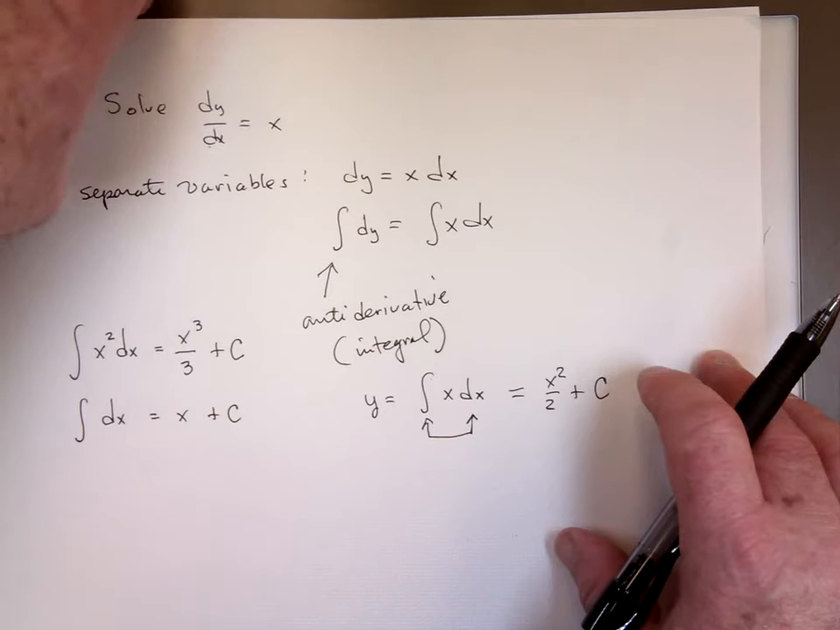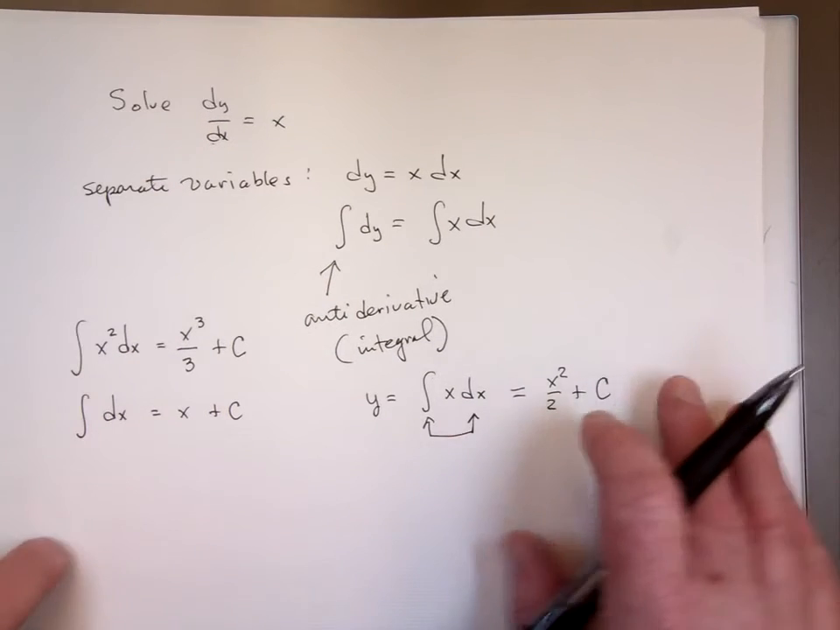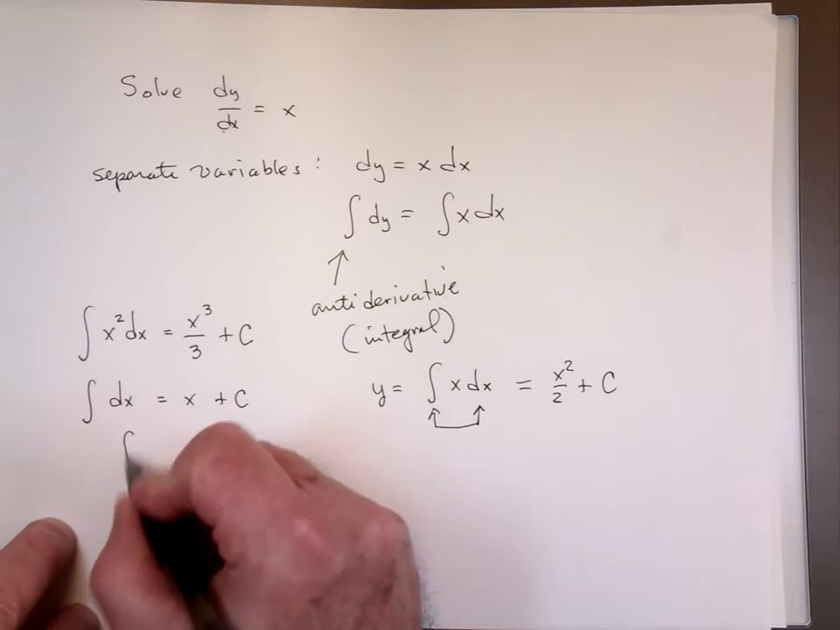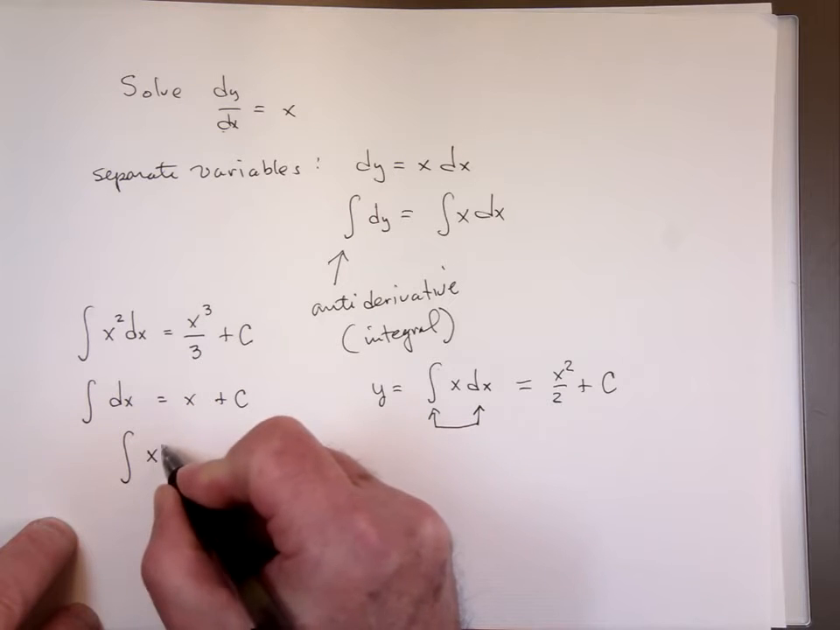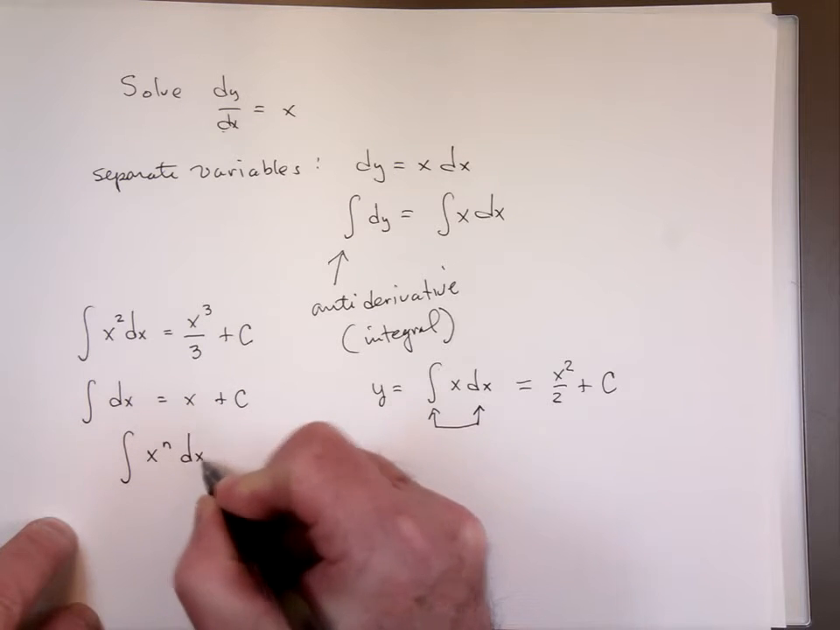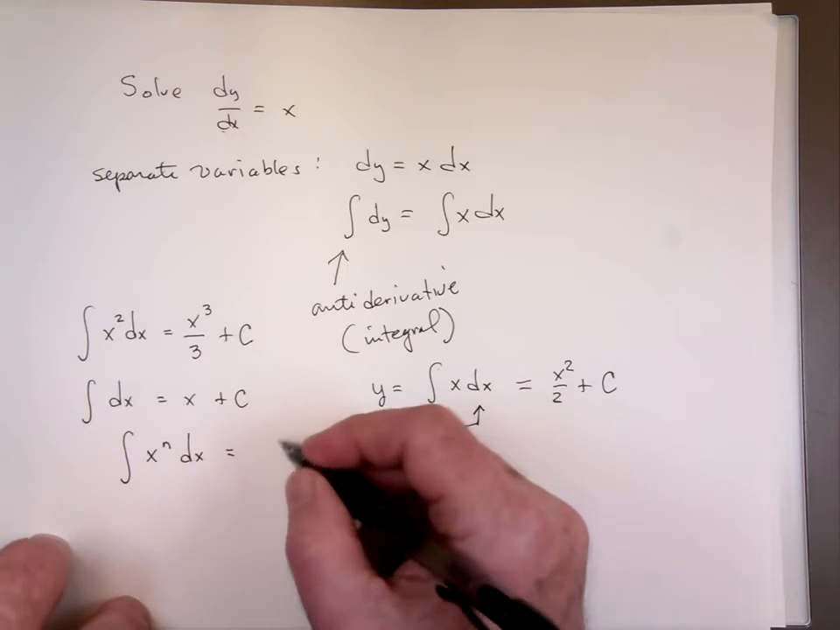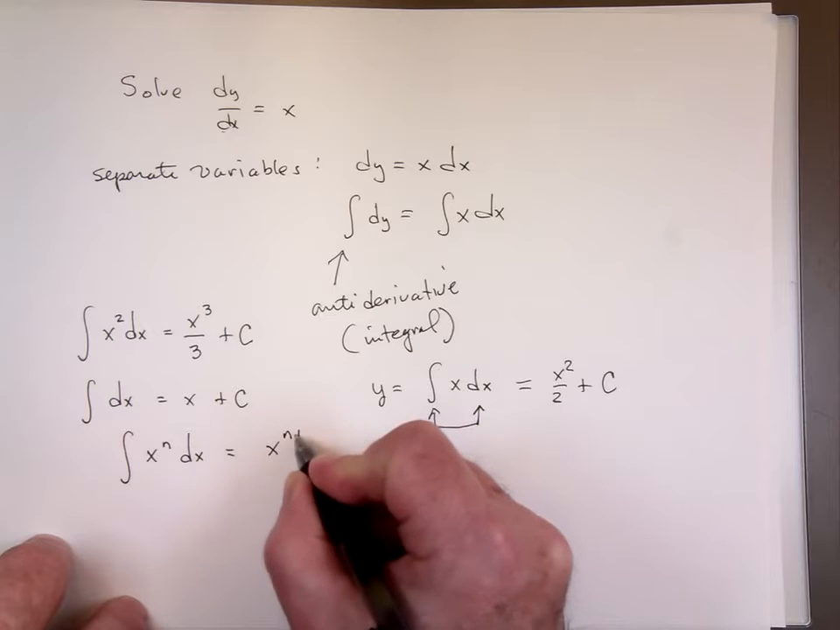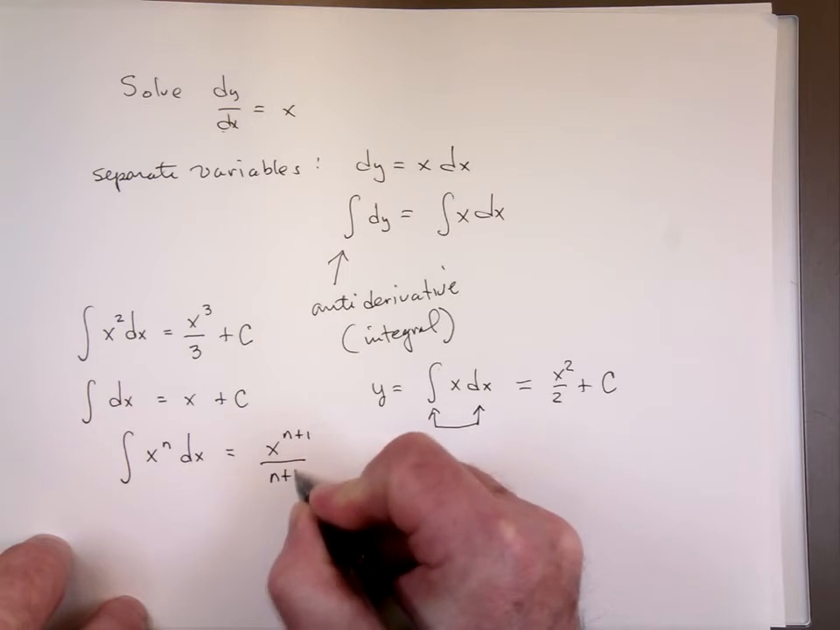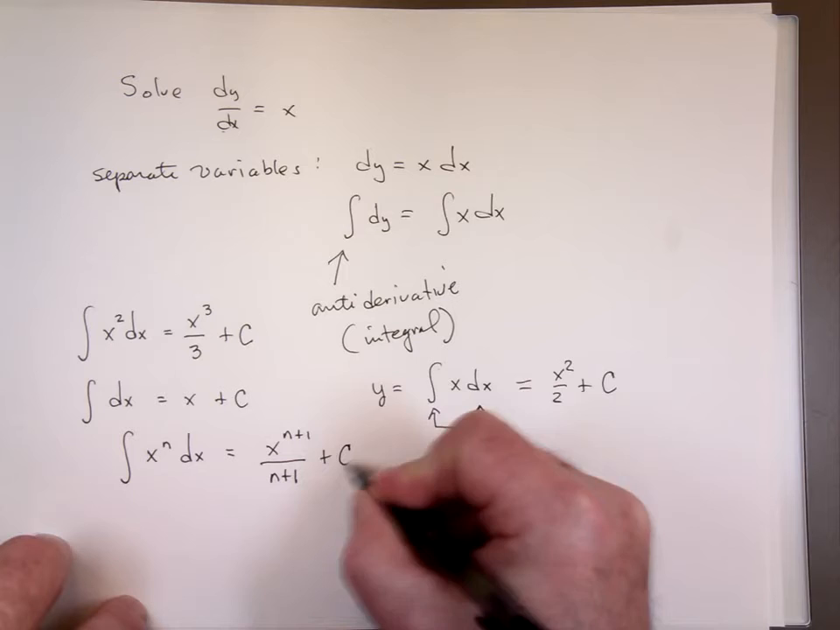All right. Let's generalize what I've been doing. Let's do x to the n. N is some constant. We want to integrate x to the n. We want to find that family of functions whose derivative is x to the n. What do you think? X to the n plus 1 over n plus 1 plus c. Very nice. That's exactly right.